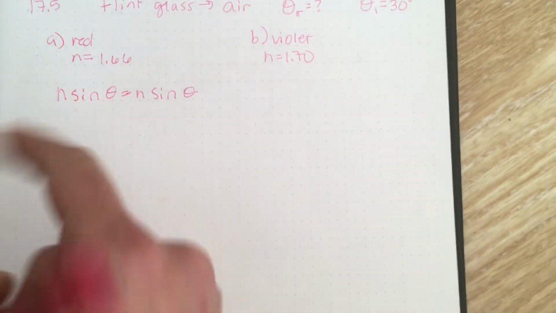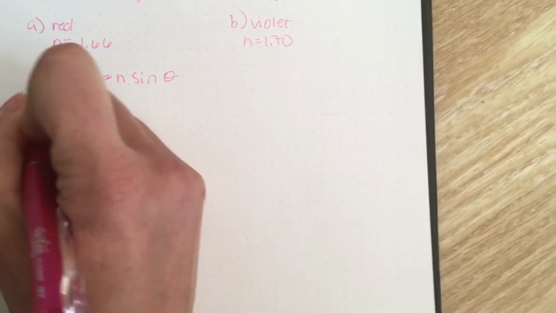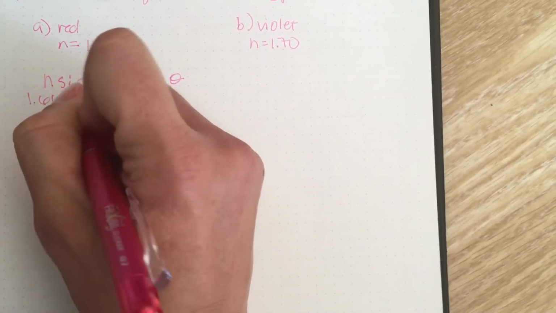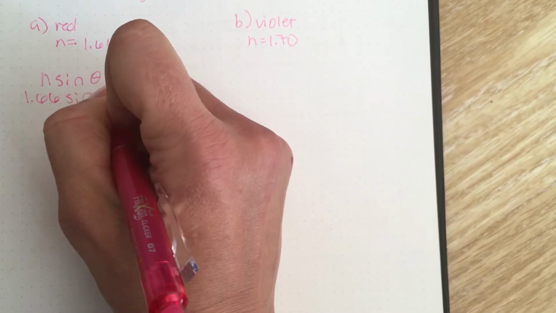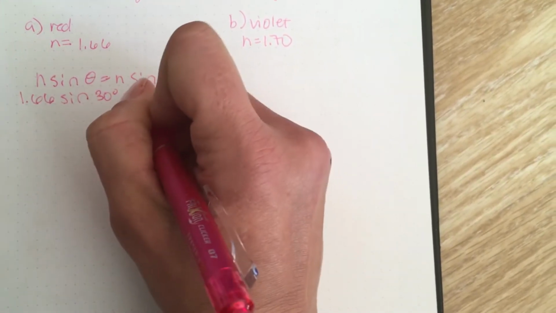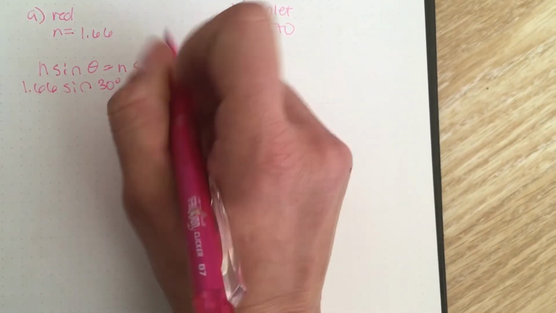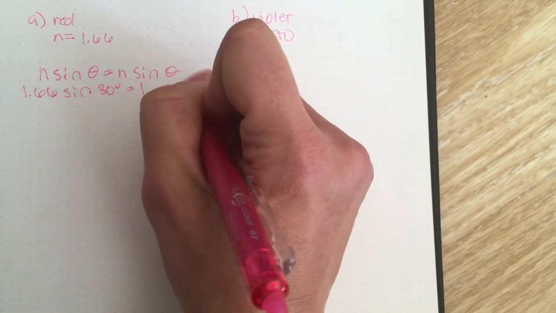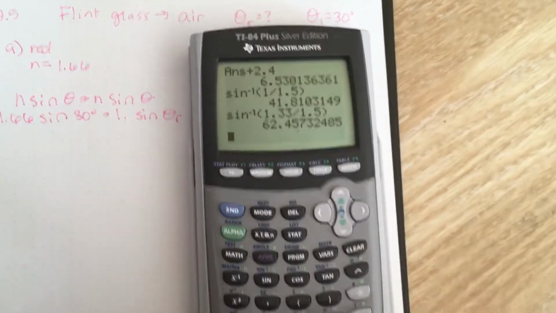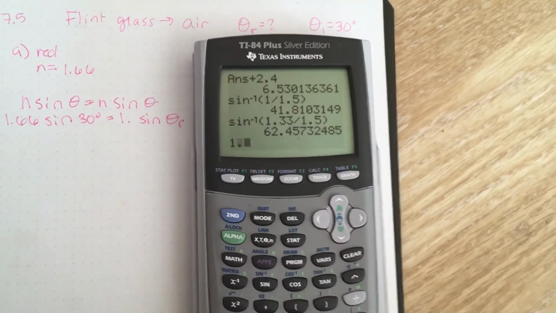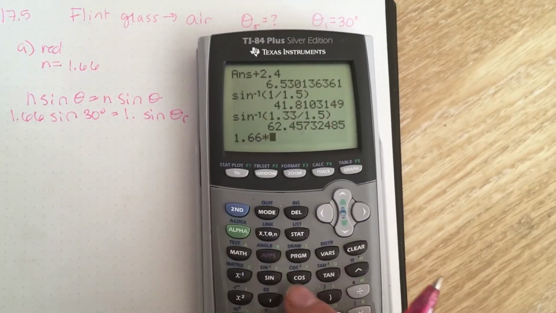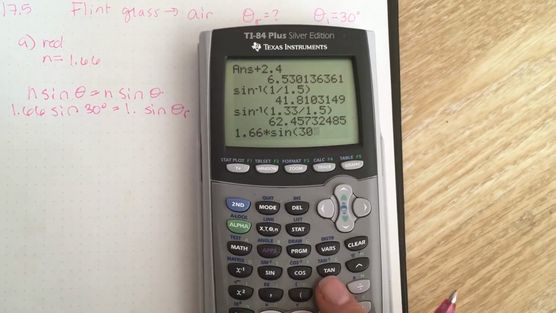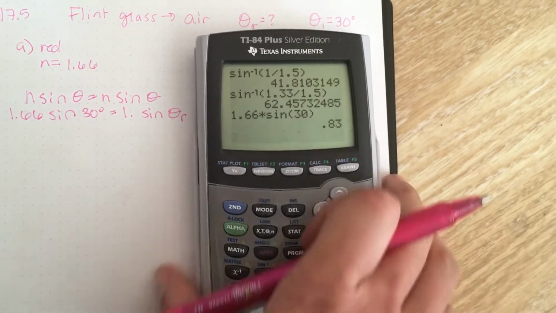On the left is where we're coming from. That's the flint glass. So I'm going to put in the n value for the red light. And I know that my angle of incidence is 30 degrees in either case. My n value for air is just 1. And I'd like to know the theta, so I'm going to leave it in there. The first part, I can plug it all into my calculator kind of in one go. 1.66 times the sine of 30 degrees. And I get 0.83.